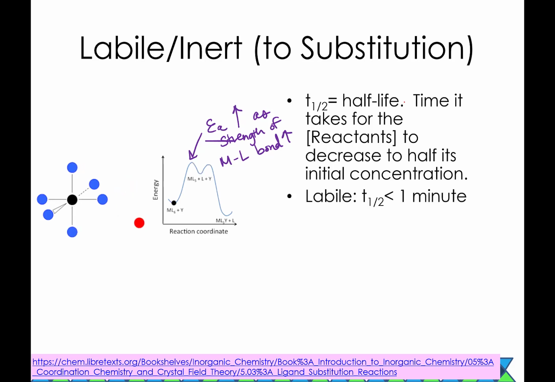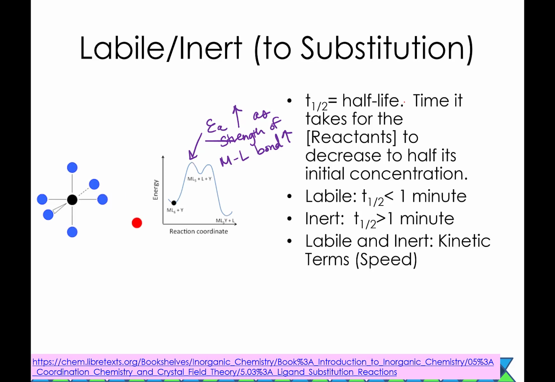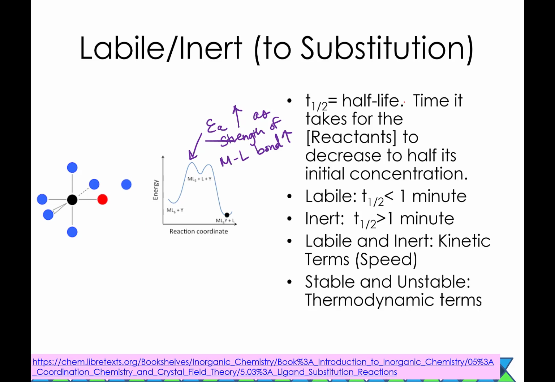We call transition metal complexes labile if their half-life is less than a minute, and inert if their half-life is greater than 1 minute. Something to point out is that labile and inert are kinetic terms. So they're specifically talking about the speed of the reaction, whereas stable and unstable are thermodynamic terms. We're talking about the chemical potential energy change of the products and the reactants.